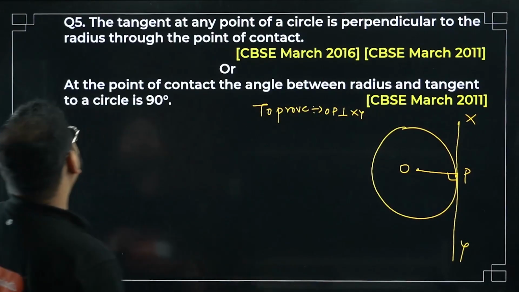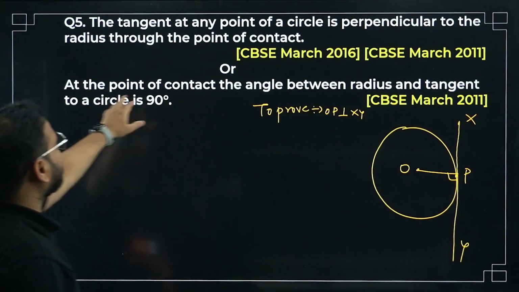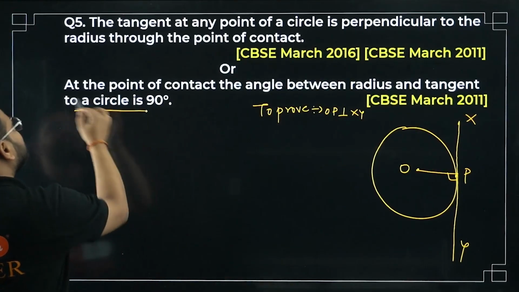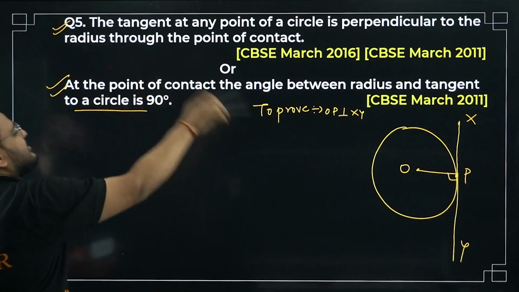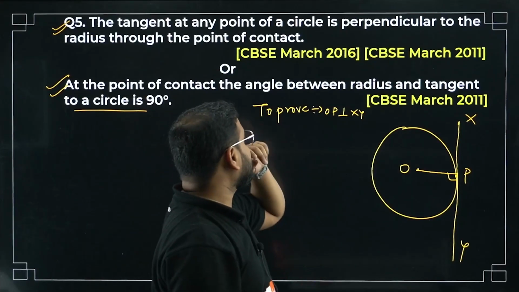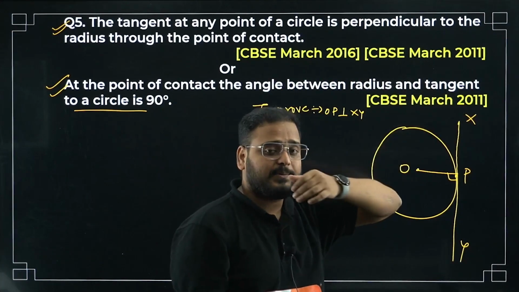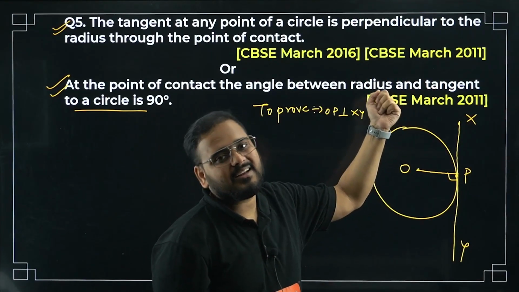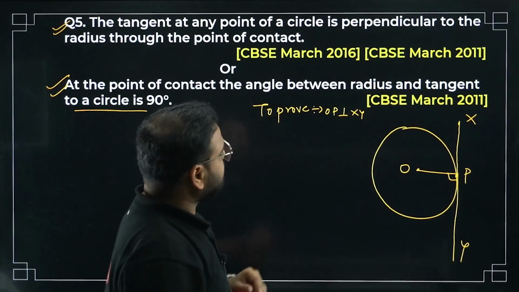Same thing can be asked in this format also: at the point of contact, the angle between the radius and tangent is 90 degree. So we can ask either in this format or this format. Question is same. You can see the question was asked in 16 paper, 11 paper as well, in two different formats in 11 and 16.